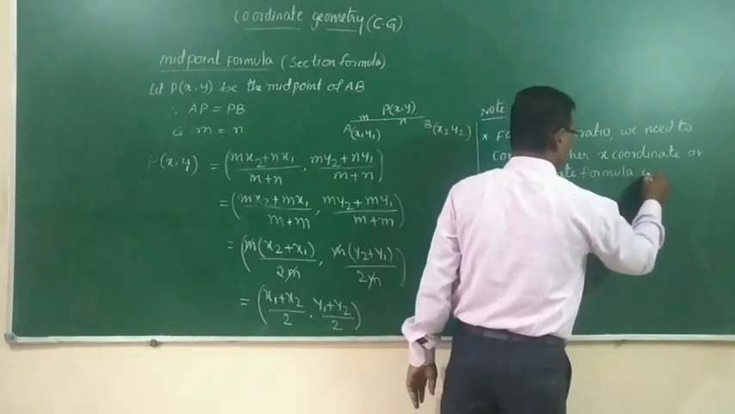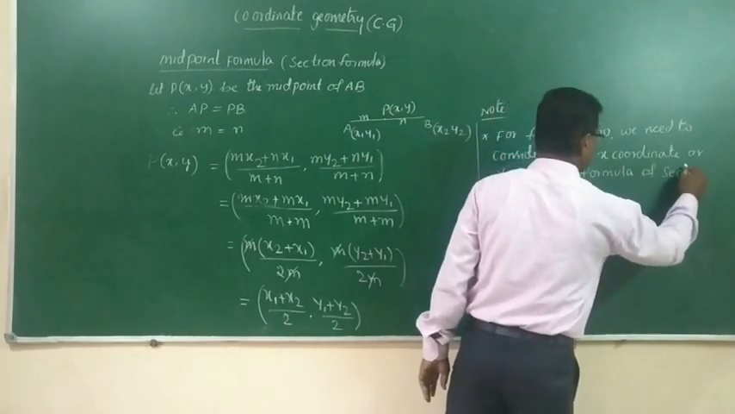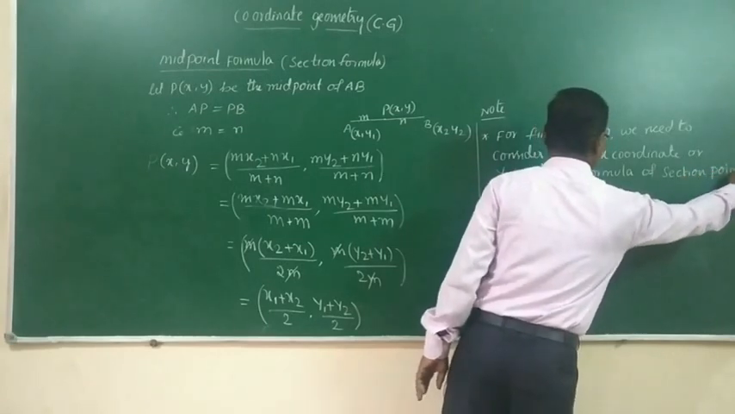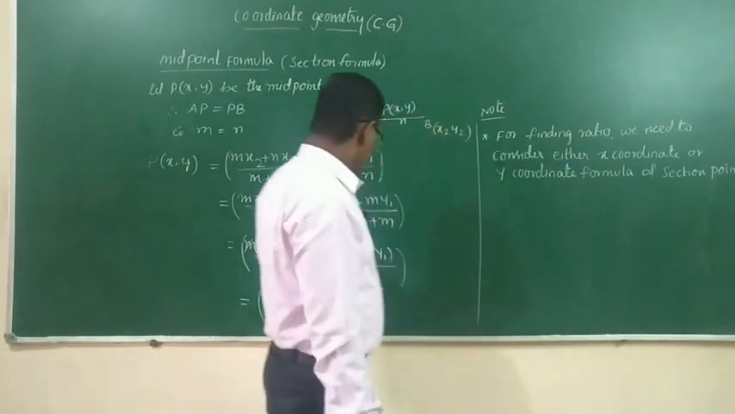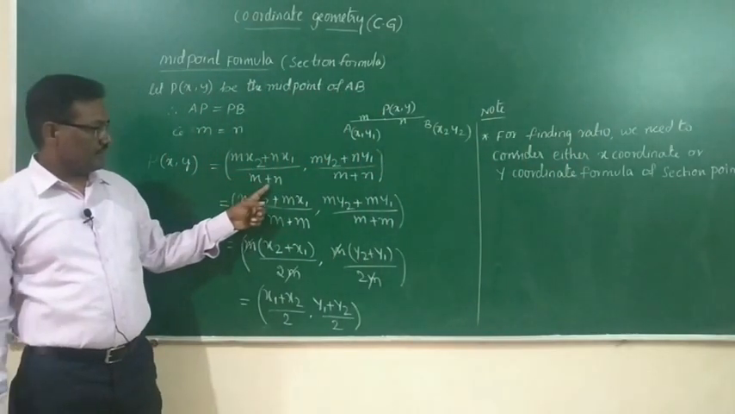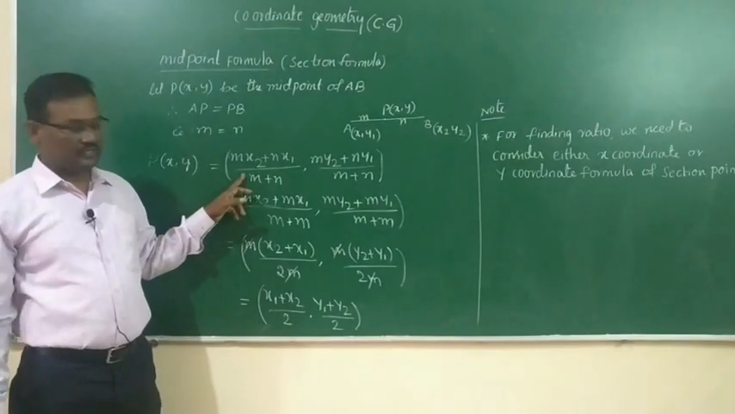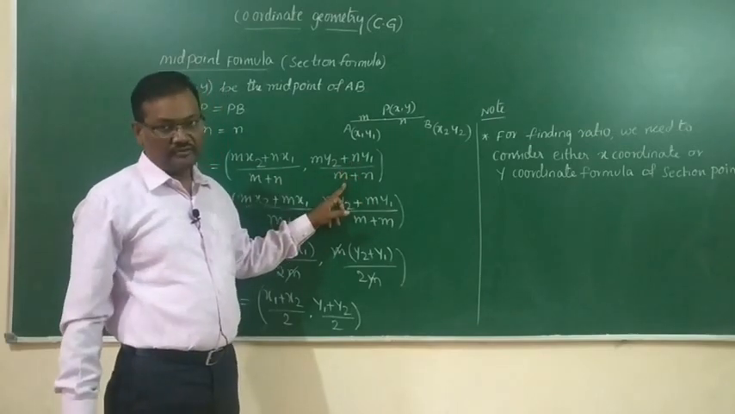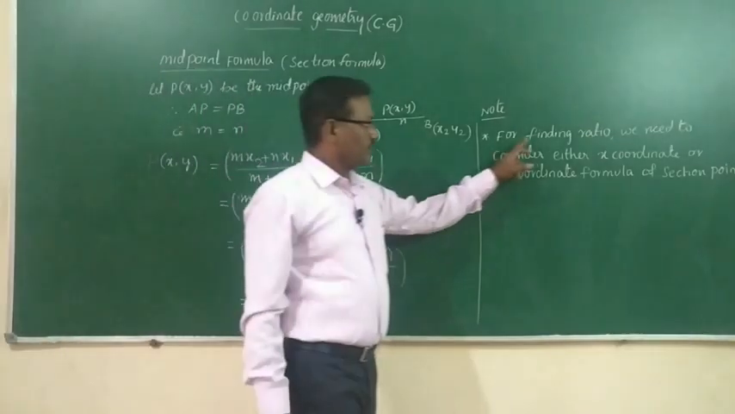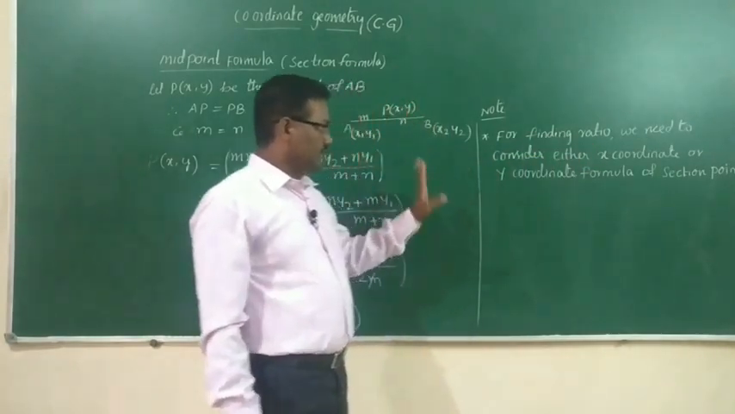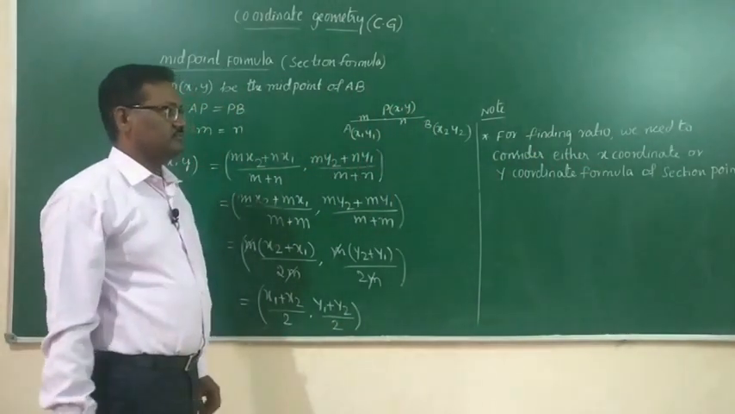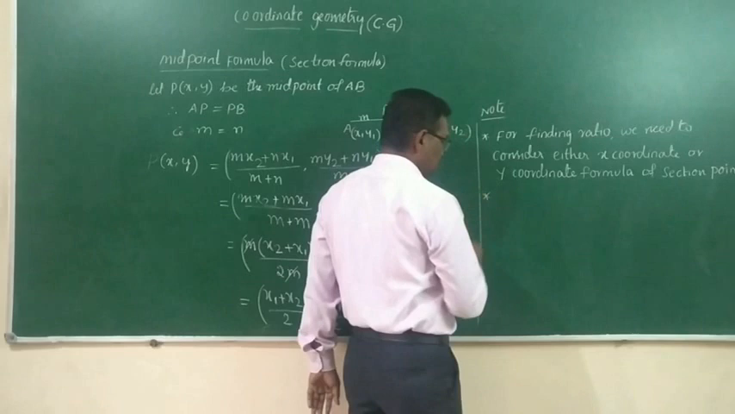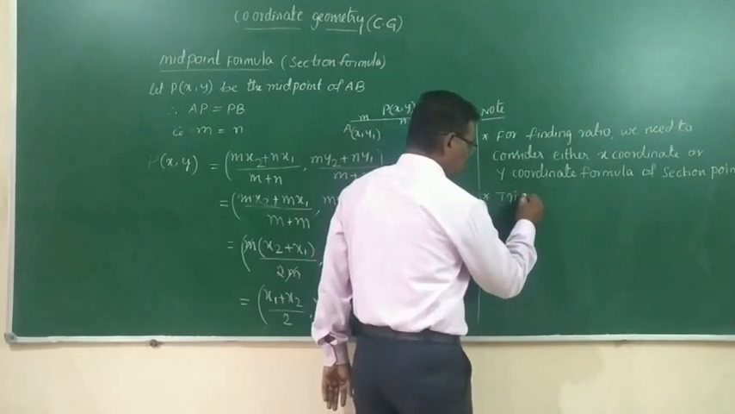Section point formula: x coordinate is mx2 plus nx1 by m plus n. This is the x coordinate formula of the section point. my2 plus ny1 by m plus n. This is the y coordinate of the section point. So for finding the ratio we can use either the x coordinate or the y coordinate of the section point. Now we need to discuss trisection points.